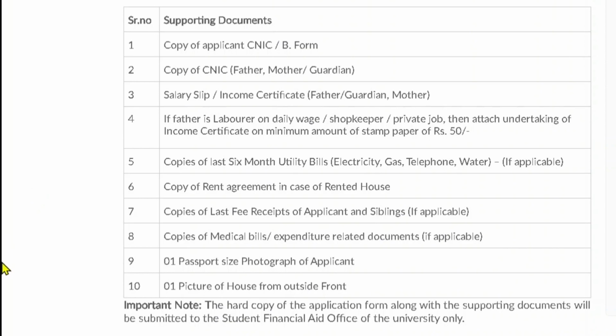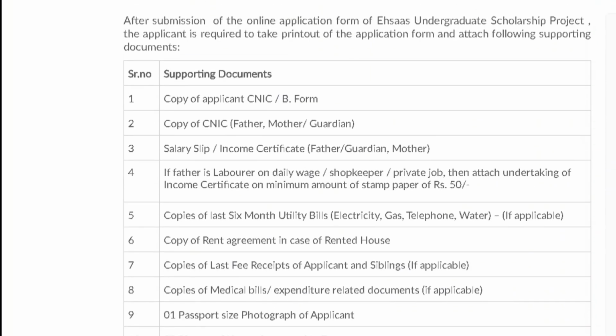Okay, so the important note is written: the hard copy of the application form along with the supporting documents will be submitted to the student financial aid office of the university only. So you need to submit this hard copy of the application form along with supporting documents to your university student financial aid office. Okay.